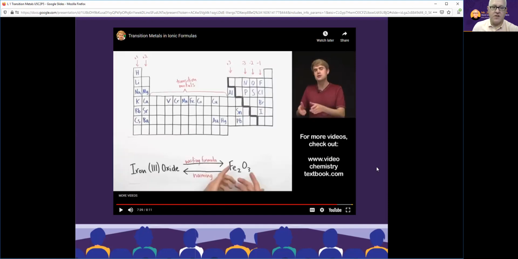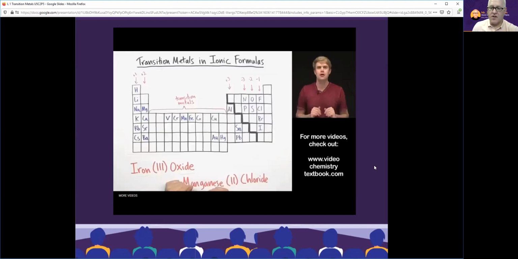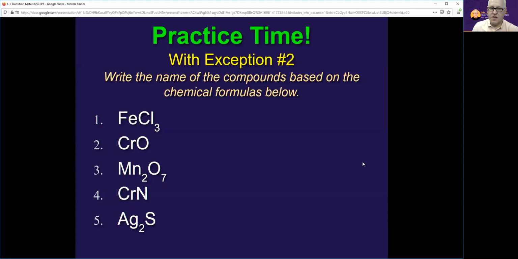So Tyler's helped us out understanding transition metals with ionic formulas. Let me go to the next slide here. All right, it's practice time. I'd like you to pause the video and write the name of the compounds based on the formulas below. Remember, use your periodic table, identify whether it's a metal or a transition metal, and then write the name. Let's do this together. I'll do the first one with you, and then you will practice on the next four.